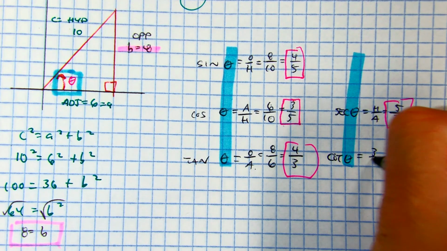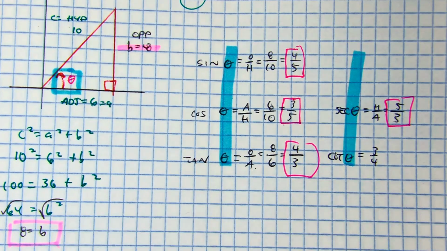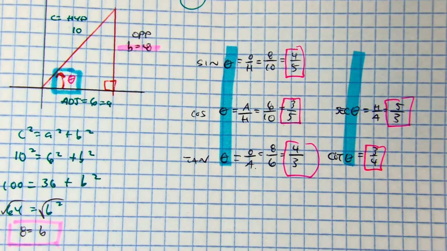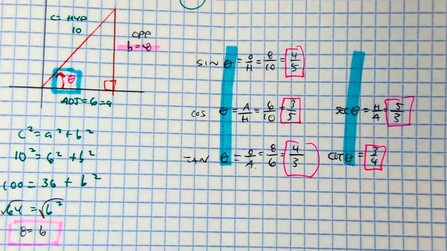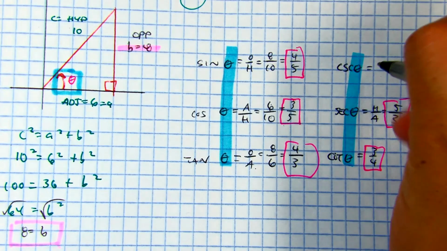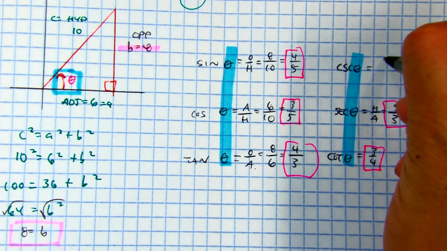So I'm just taking the reciprocal of those, right? And Annalie. 10 over 8. Cosecant. 10 over 8, which would equal 5 over 4.